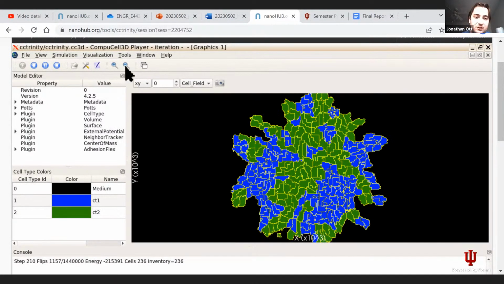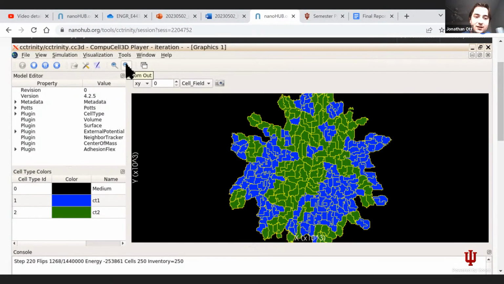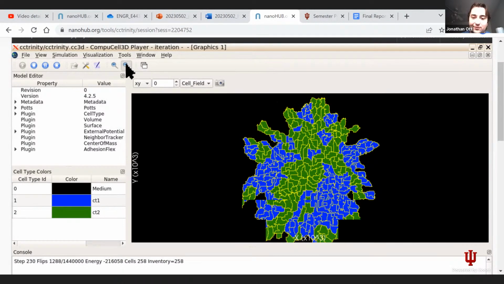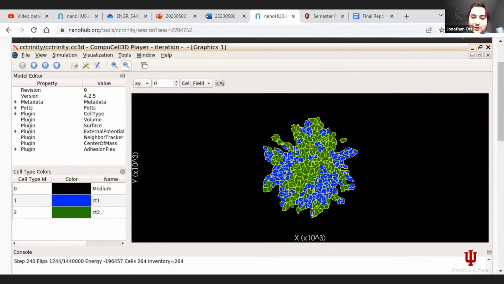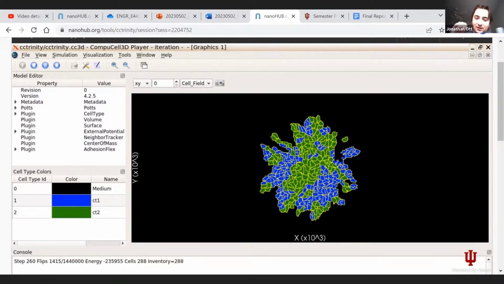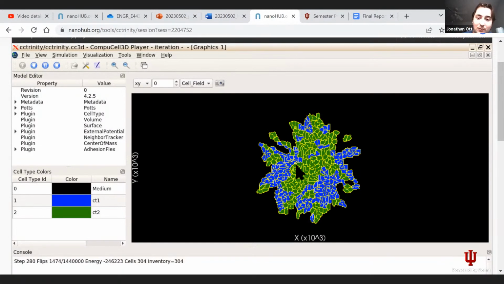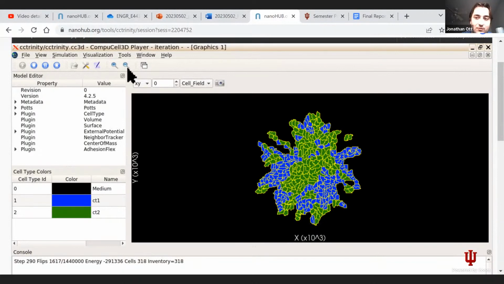If you want to zoom out the simulation, I suggest clicking the zoom out button instead of scrolling to zoom out. If you scroll to zoom out, it's very touchy, and you'll all of a sudden be looking at the simulation from space. So zooming out with the zoom out button is usually the best way to go about it.